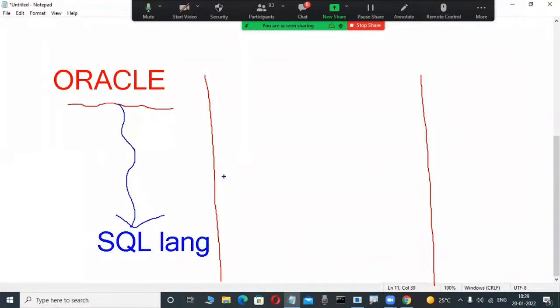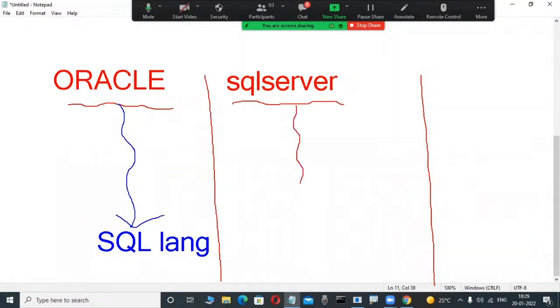Suppose in my company another project is also there. That is also a relational database product, from Microsoft: SQL Server. Some employees are working on the SQL Server product. It is also a database product, like Oracle, but to operate it they use one language only. What is that language? SQL is a language.